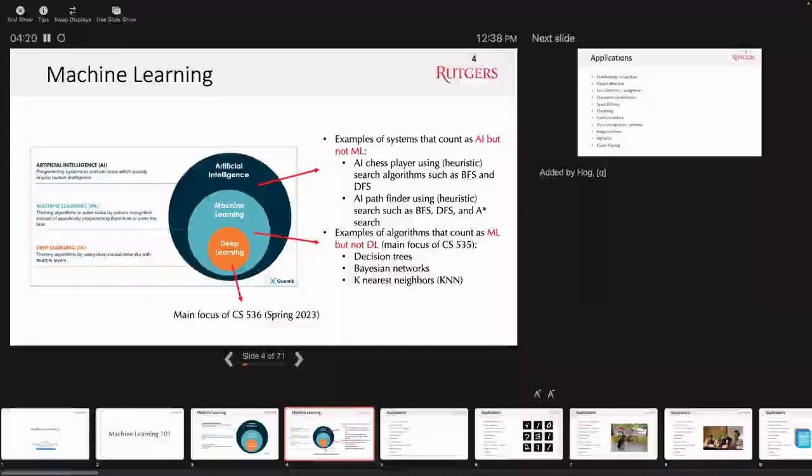Okay, so what are the examples of deep learning? I think all of you will know that any algorithms that use deep neural networks, basically multiple layers of linear and nonlinear operations, count as deep learning algorithms. This will be the main focus for this course. Okay. Any questions so far?